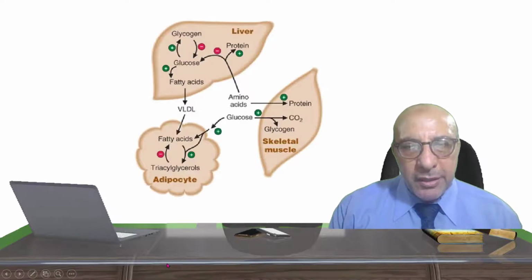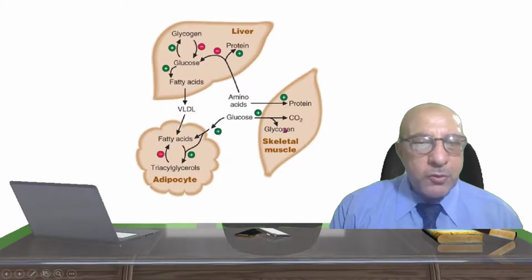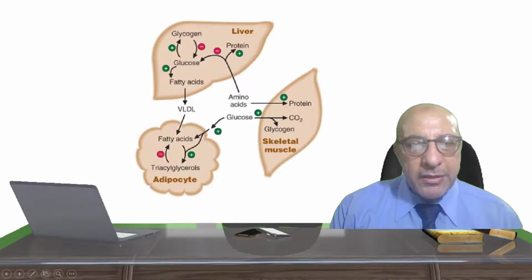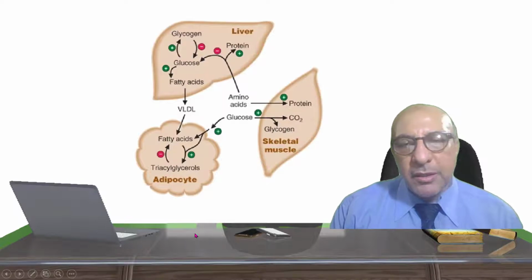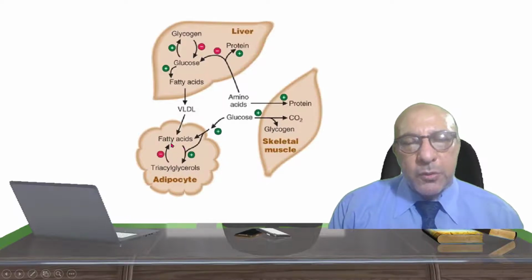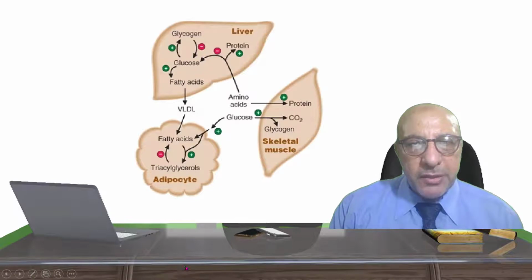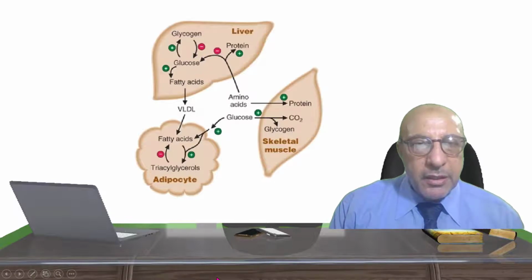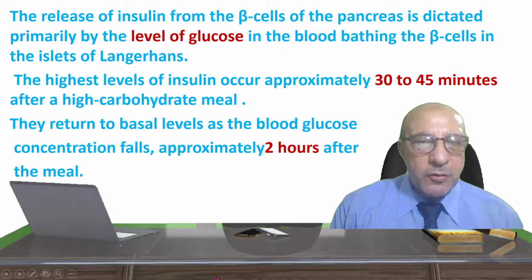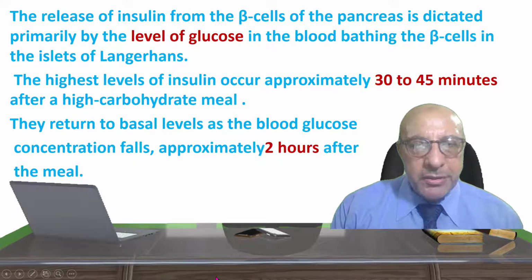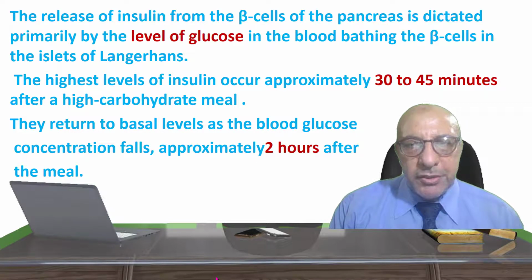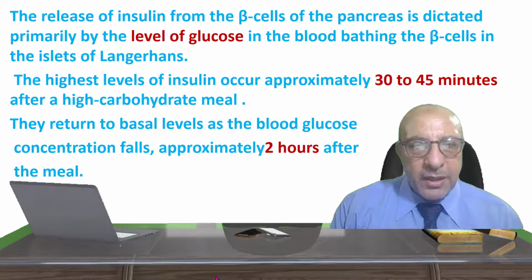In the muscle, it is stored mainly as glycogen and protein, while in adipose tissue, it is stored as fat, or triacylglycerides. Of course, the release of insulin from the beta cells of the pancreas is stimulated by the rise of blood glucose immediately after meals. The insulin release reaches its maximum about 30 to 45 minutes after the meal and returns to its basal level 2 hours after the meal.